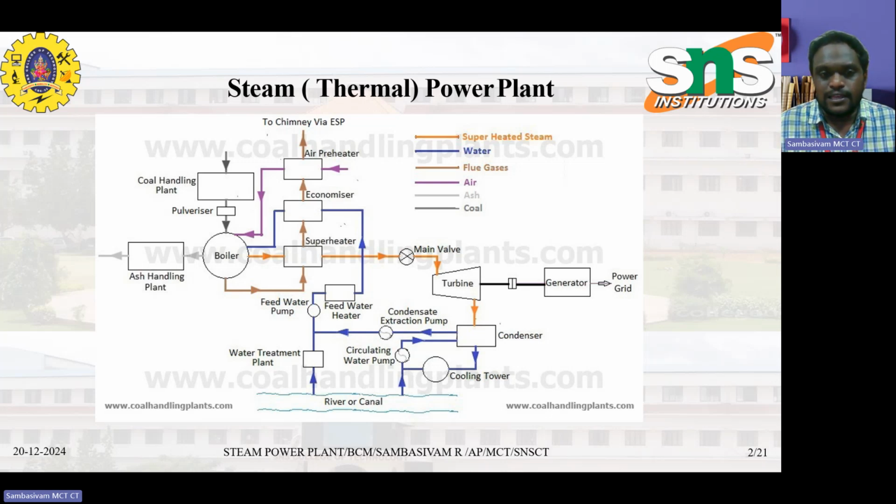After that, this superheated steam strikes the turbine blades at high speed, and the turbine starts rotating at a high speed. Here, the stored potential energy of the steam is converted into mechanical energy. The generator is coupled with the turbine rotor. As the turbine rotor rotates, the generator also rotates at the same speed, and the mechanical energy of the turbine gets converted into electrical energy.